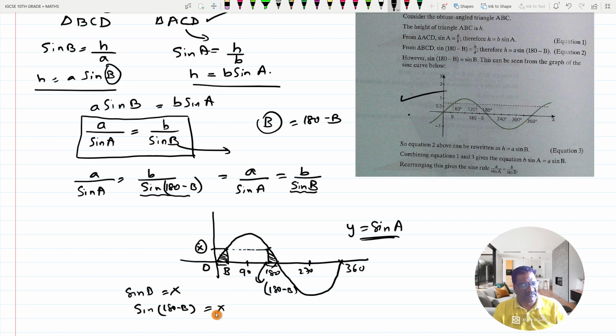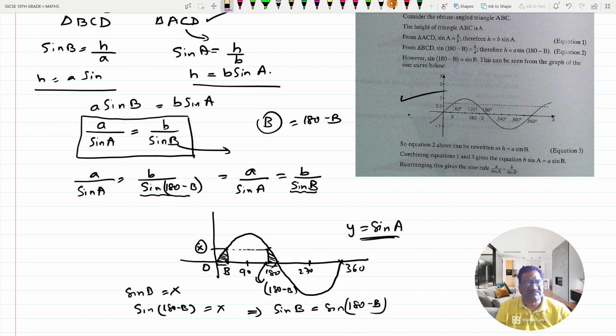Now if you see, both the right hand sides are x, so I can say that sine of B is same as sine of 180 minus B. And that is why here in this formula, where it was actually sine of, now here let me write it as 180 minus B so that you don't get confused.